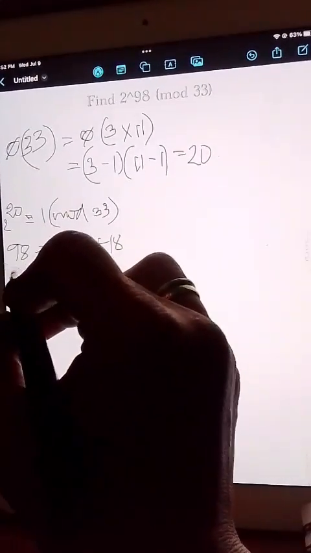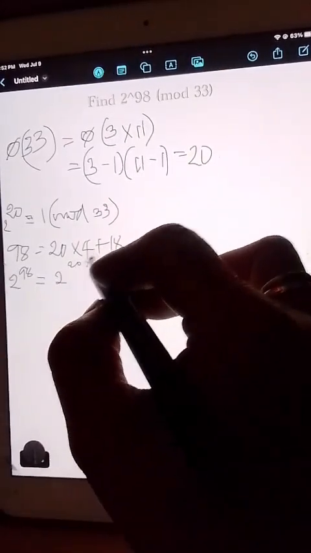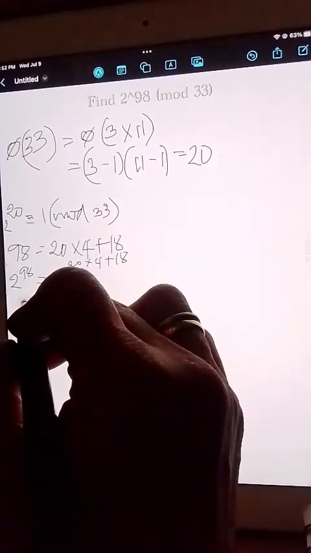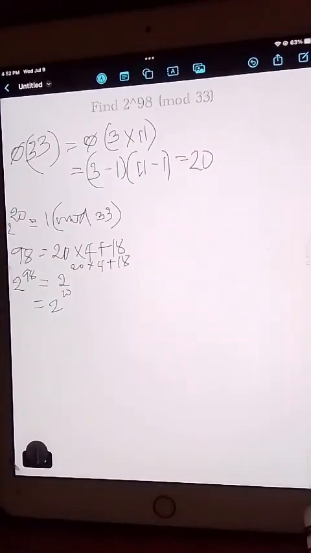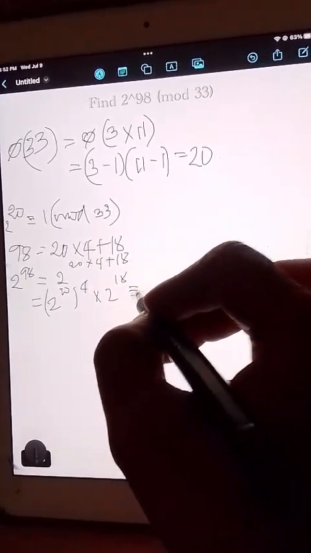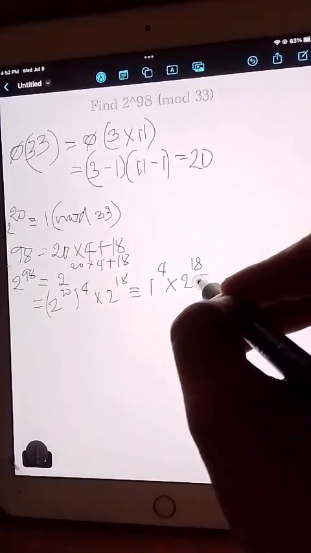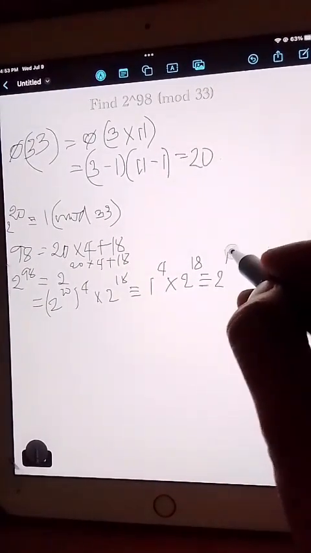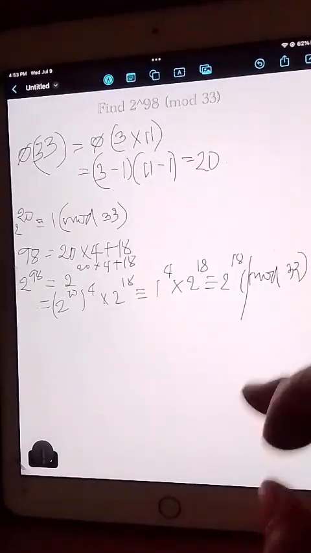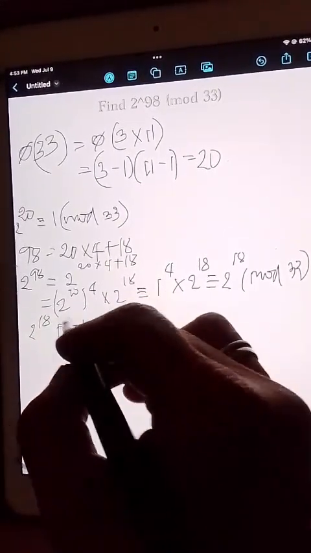So therefore, 2 raised to the power of 98 is equal to 2 raised to the power of 20 times 4 plus 18, which is equal to 2 raised to the power of 20, raised to the power of 4, times 2 raised to the power of 18, which is congruent to 1 raised to the power of 4 times 2 raised to the power of 18, which is congruent to 2 to the power of 18 mod 33. So now we calculate 2 raised to the power of 18 mod 33.